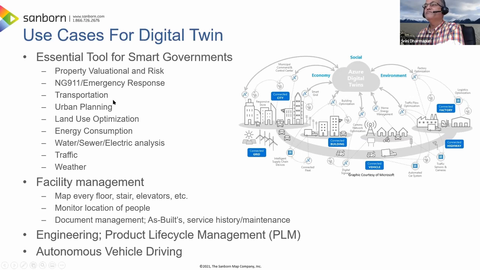Transportation is another area, along with urban planning and energy consumption. We can show you a slide on how the digital twin will be useful. With regard to facility management, it can map every floor, stair, and elevator, monitor the location of people, and be used in document management also. And finally, the most important area where we see the digital twin having a very good use is autonomous vehicle driving, specifically in the case of HD maps. We will talk about that also.